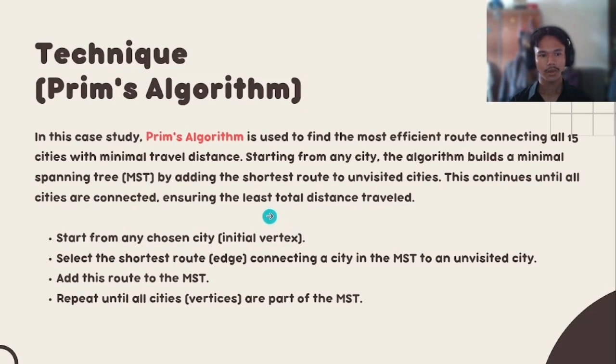For point 1, start from any chosen city, in other words a vertex. Second point, select the shortest route edge connecting a city in the minimum spanning tree to an unvisited city. The third point, add this route to the minimum spanning tree. And the last point, repeat until all city vertices are part of the minimum spanning tree.